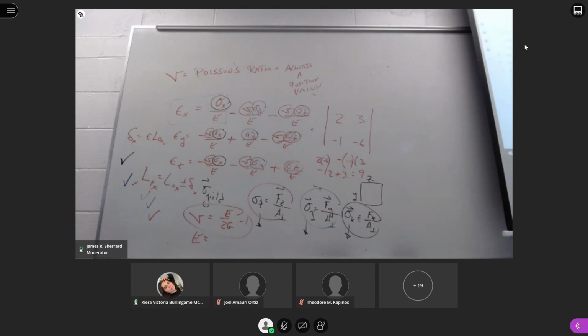Professor, is there any way that you can go over an example with this method using actual numbers?